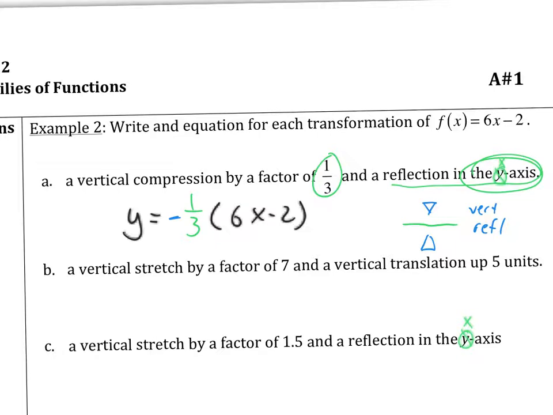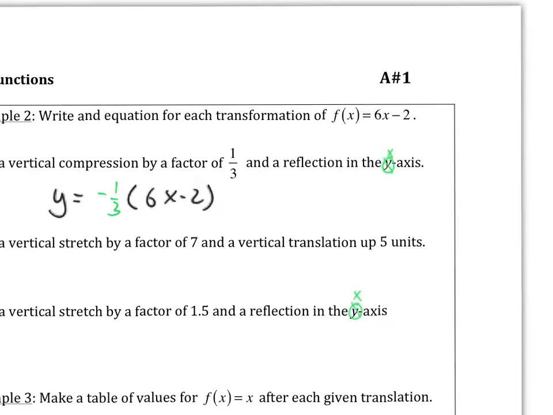So I'm going to simplify this equation by writing it in slope-intercept form, and all we have to do is distribute the negative 1/3 to both terms there. In doing so, I get y equals negative 2x plus 2/3. Where did that come from? Negative 1/3 times 6x is negative 2x. Negative 1/3 times negative 2 is positive 2/3. So I did have to simplify my function.